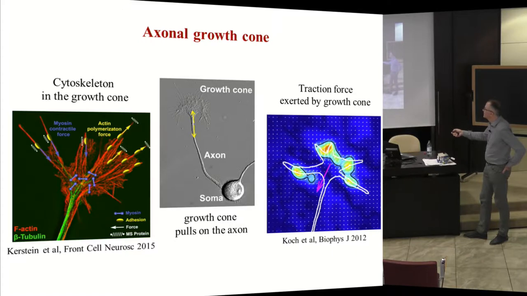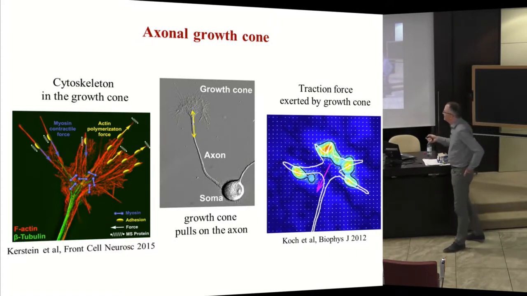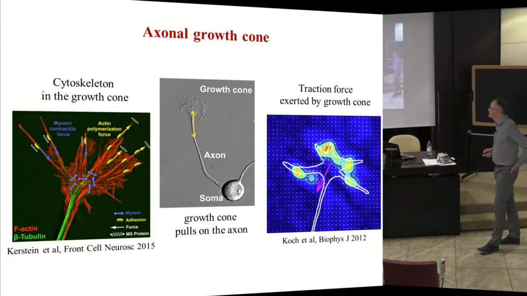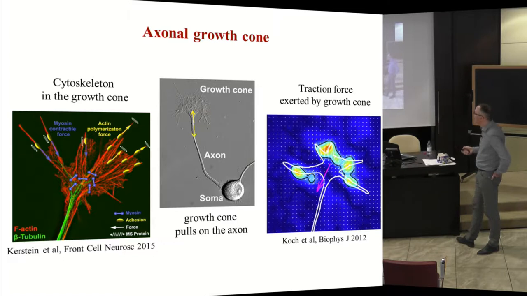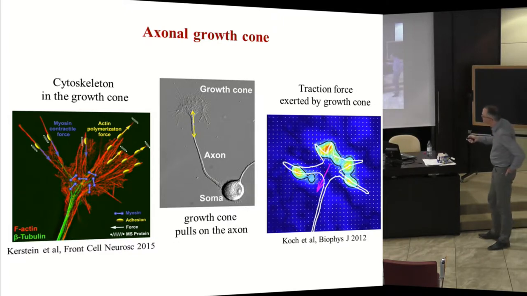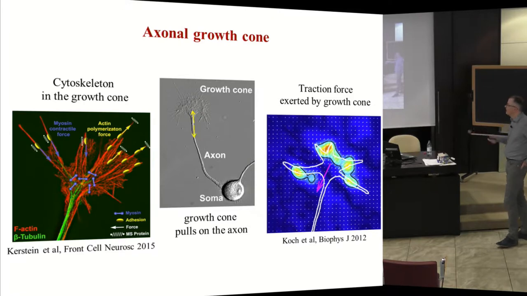Here is the growth cone that's leading an axon growing from a neuron in culture. Here is the structure of the growth cone. And this is actually a super resolution microscopy picture where you can see the F-actin and the tubulin fluorescently marked. And then there are some decorations, which are the myosin motors. Okay, it's just added by hand.